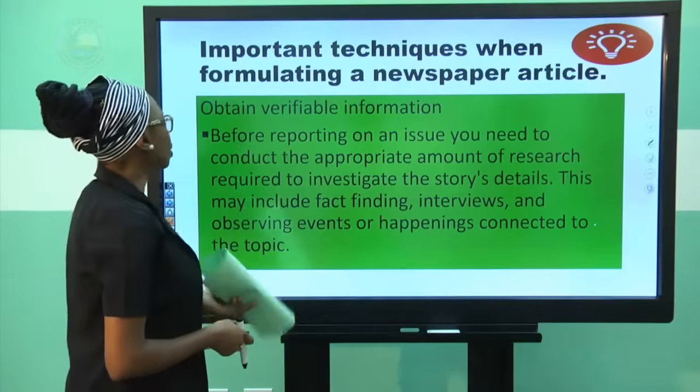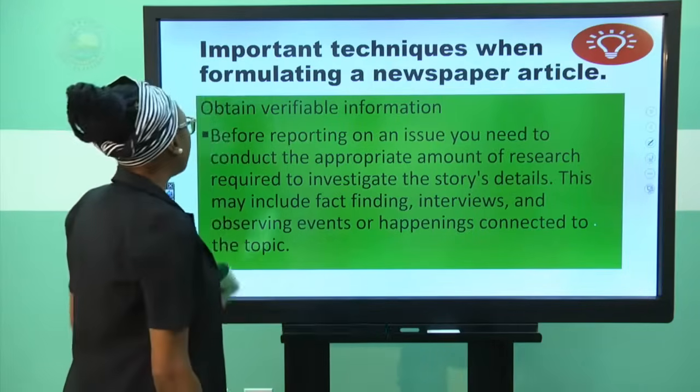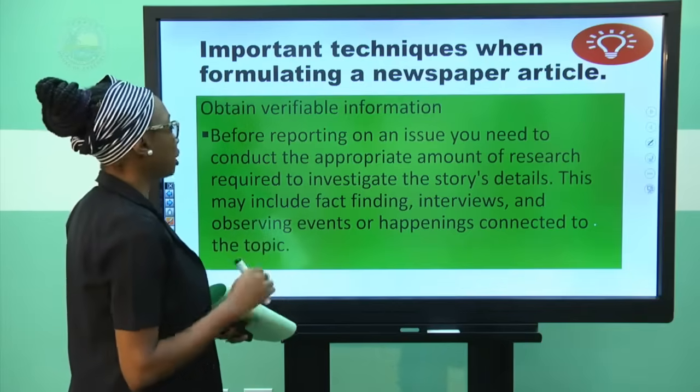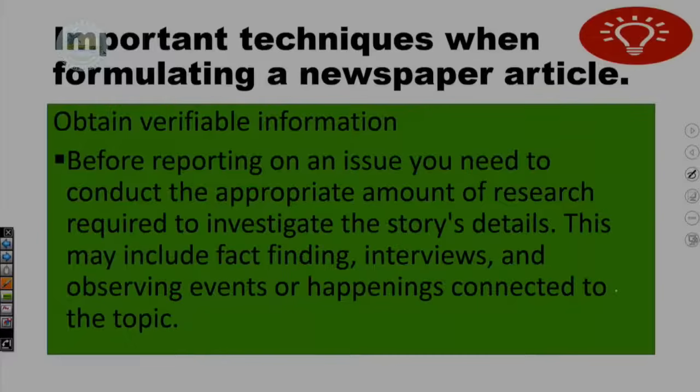So, some important techniques when formulating a newspaper article. You want to be able to obtain verifiable information. The newspaper article should have information that you can double check, information that you can verify for yourself, information that you can go out there and look at other sources to determine, is this correct? Is this accurate? Before reporting on an issue, you need to conduct the appropriate amount of research required to investigate the story's details. This may include fact-finding. It may include interviews and observing events or happenings connected to the topic.